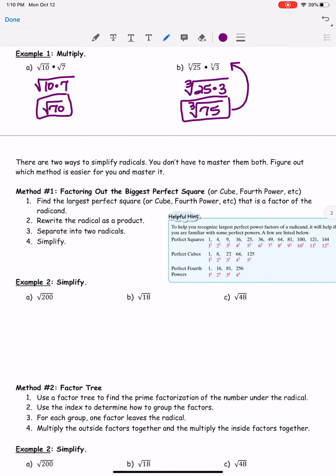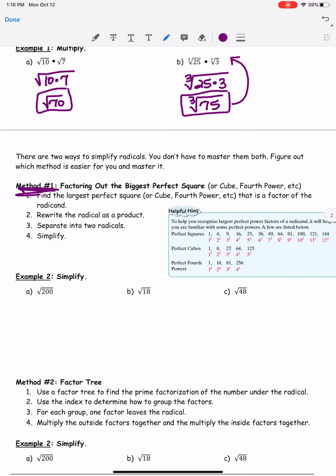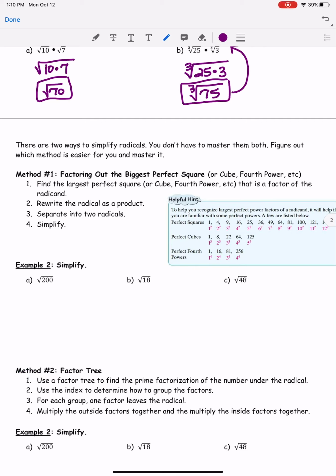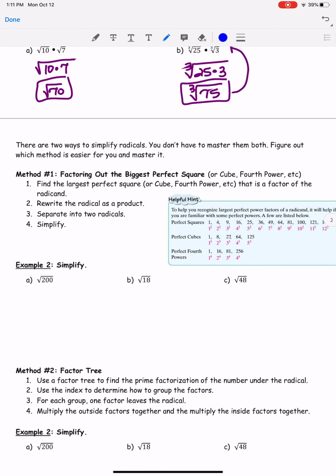There are 2 ways to simplify radicals. You don't need to master them both. Figure out which method is easier and master it. We're going to go over the first method and then the second method here. I say here you don't need to master them both. I guess that's a little bit of a lie, and I'll show you why. I kind of use both of them. If I can use method 1, I do because that's easier and quicker. But for some of them, you're probably going to want to use method 2 because it's not as easy, it's not as obvious.